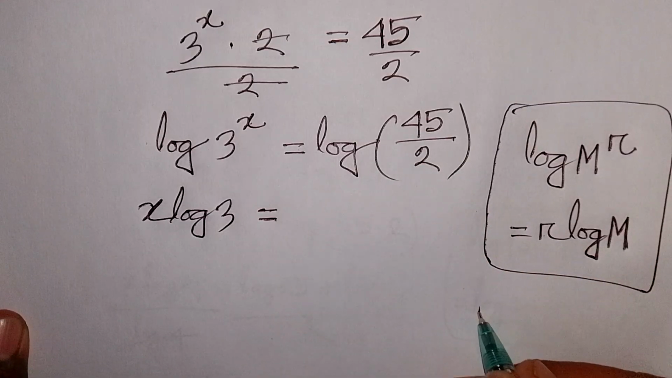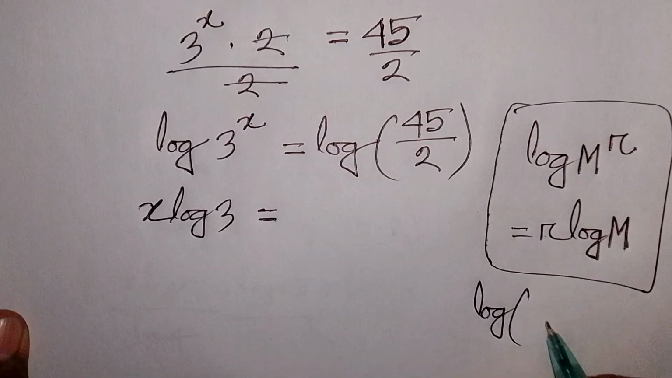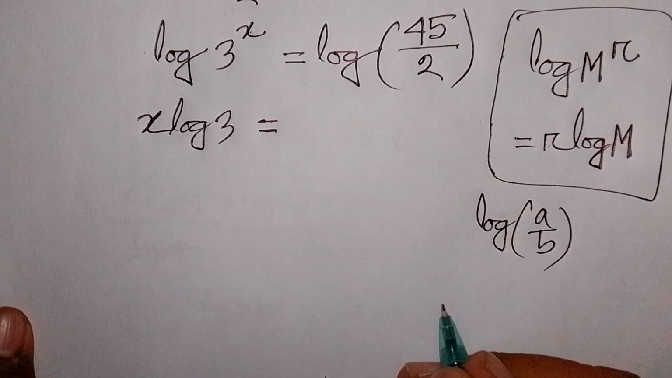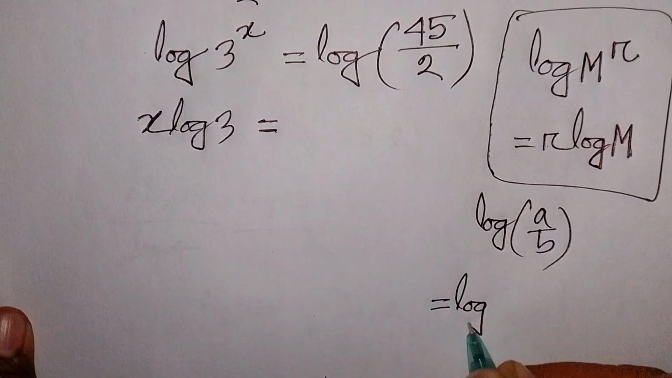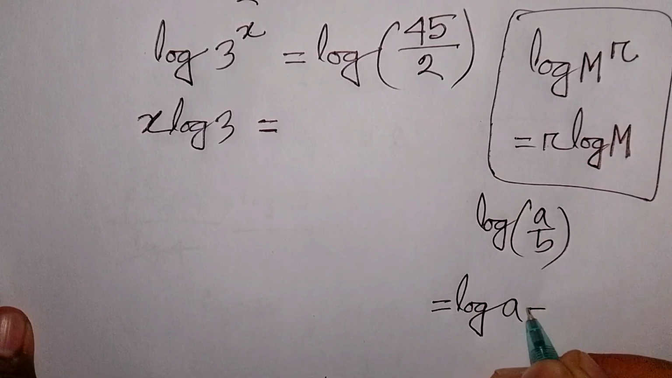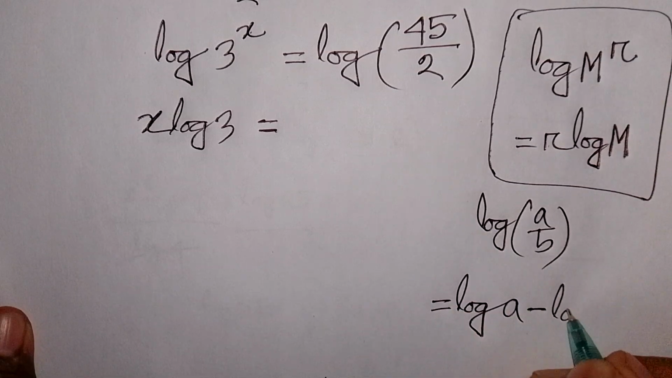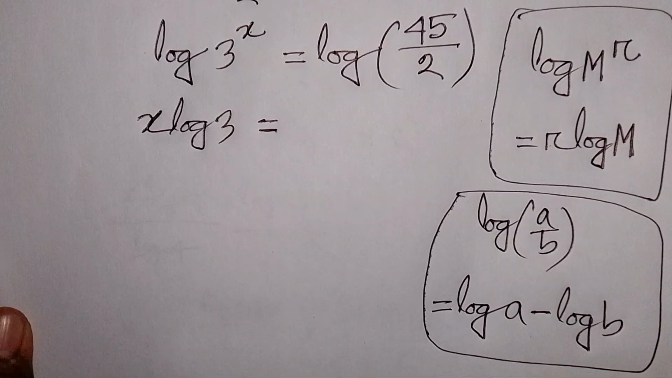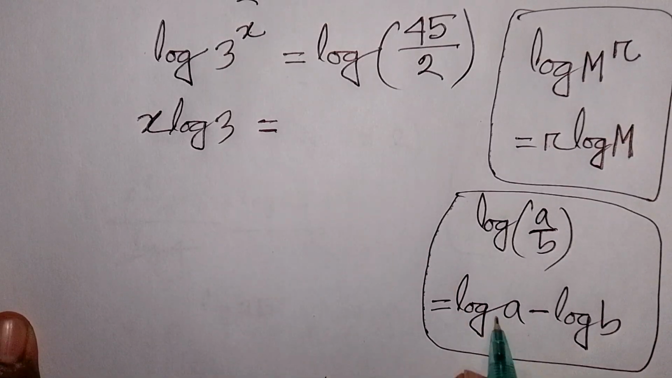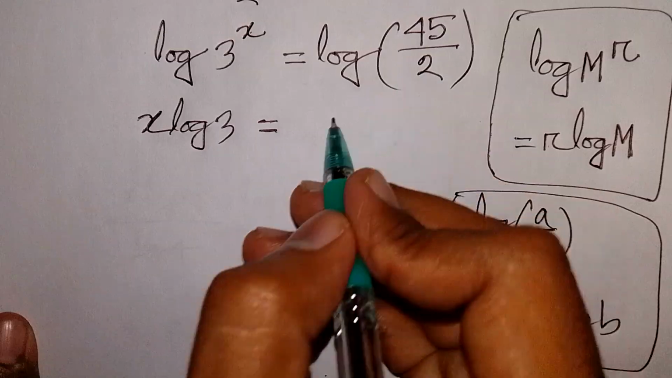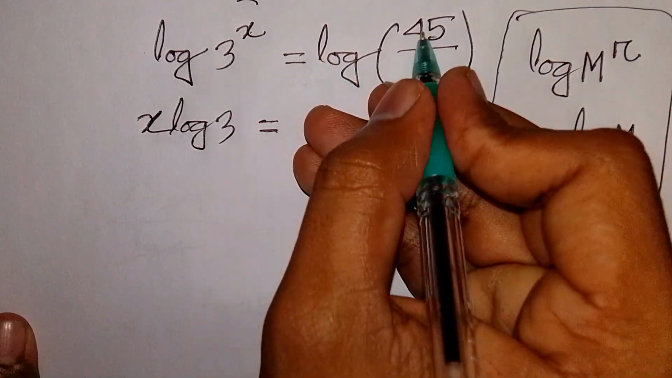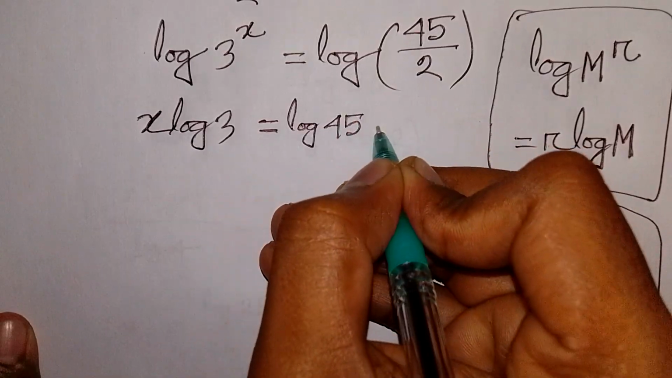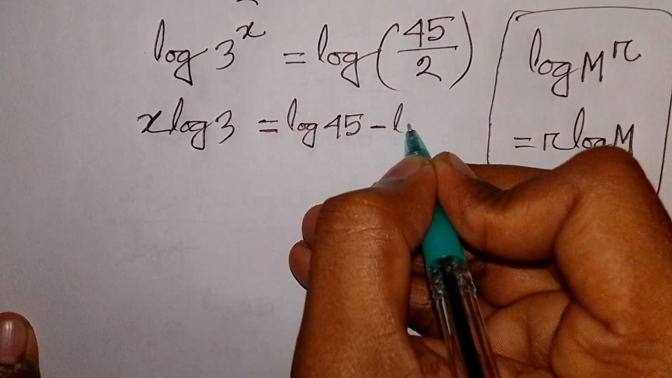So here we apply this rule, log of a by b is equal to log a minus log b. So this formula applies here, so it will be log 45 minus log 2.